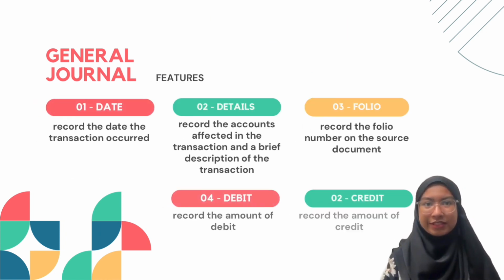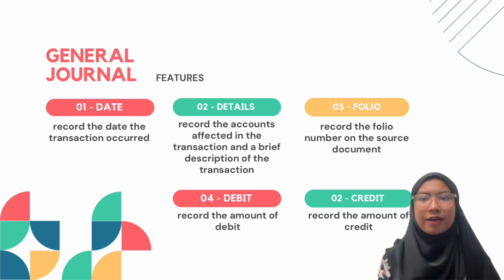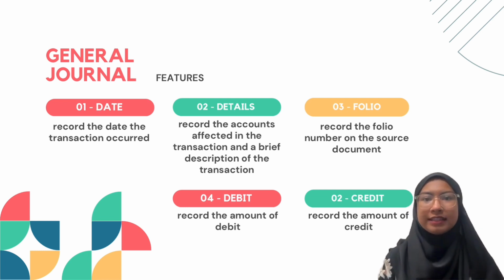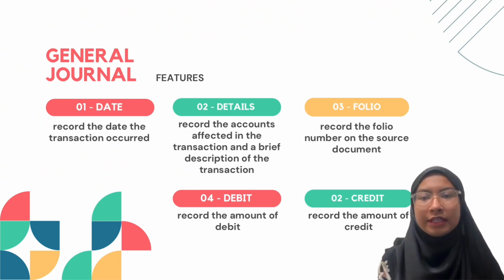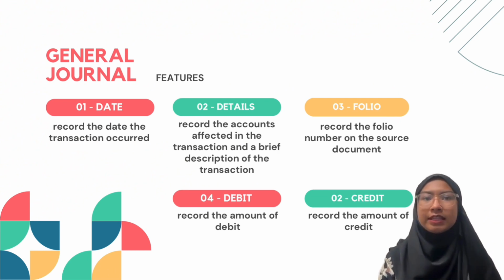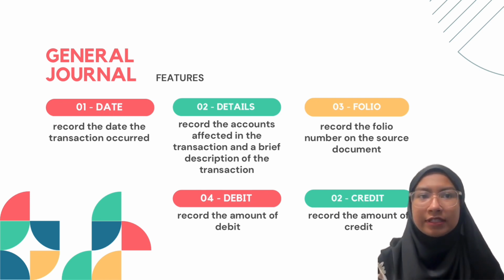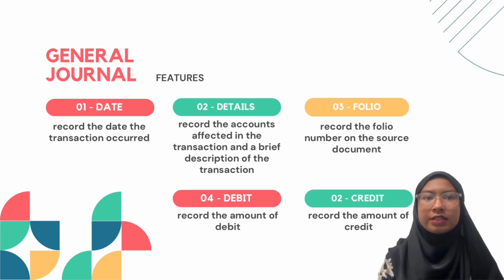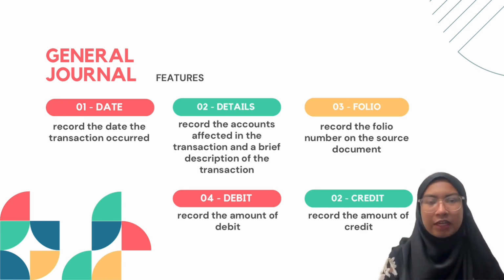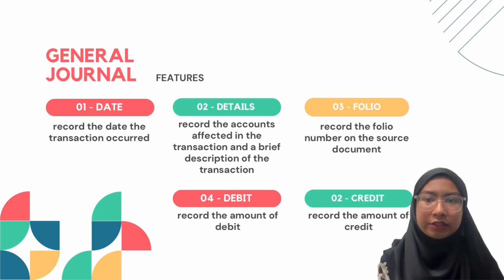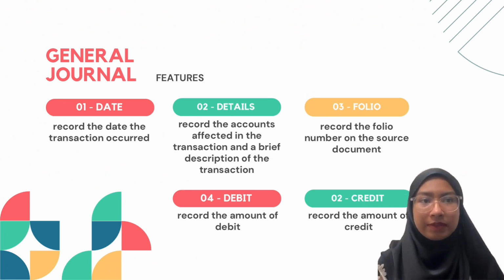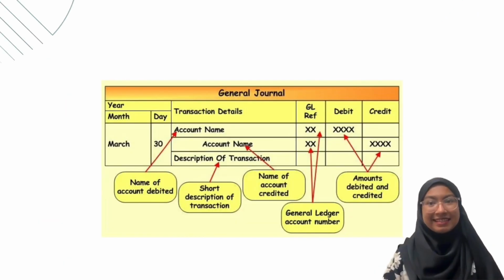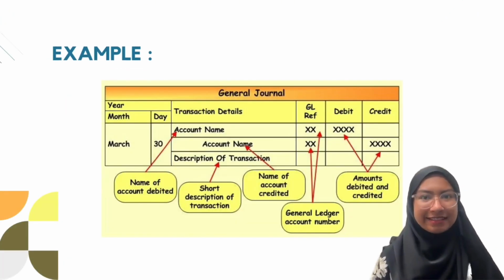The features of the general journal are five, which are date, details, folio, debit, and credit. For date, it records the date that the transaction occurred, and for details, it records the accounts affected in the transaction and a brief description of the transaction. For folio, it records the folio number on the source document. While debit and credit record the amount of debit and the amount of credit. This is the example for general journal.